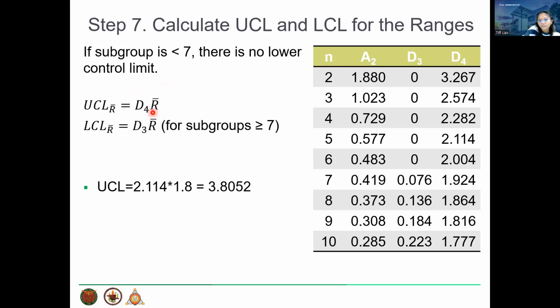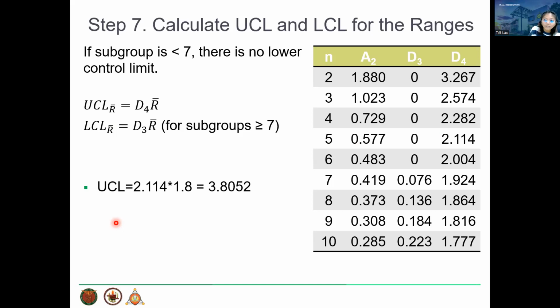For the range chart, which is the lower chart, and then D4 constant. So you have 5 observations, you're gonna put 2.114. Tapos, as you can see, wala kang lower control limit. Bakit nga ulit? You don't have a lower control limit for your range chart because your observations is 5, which is less than 7. Okay? Kaya wala kang lower control limit.